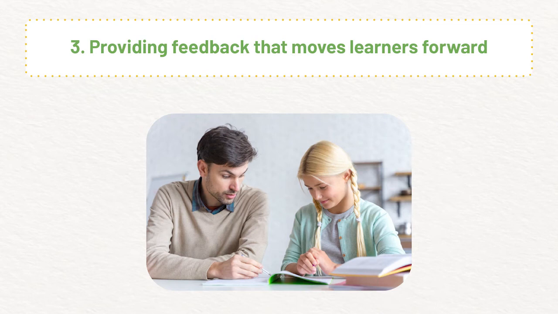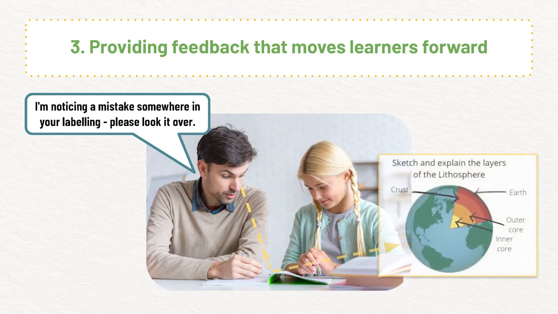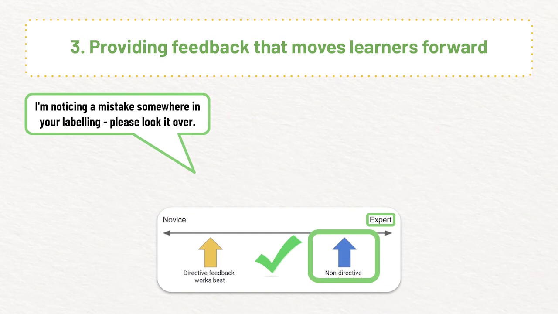Scenario 3. Jason has been working with his class for weeks on tectonic plates, and his class has demonstrated a lot of mastery in this topic when he checks for understanding. In a sketch and explain activity, Jason notices a student accidentally mislabel the Earth's crust. He interrupts the student and says, "I'm noticing a mistake somewhere in your labeling. Please look it over." Then he walks away. Here, the teacher knows their student has the domain knowledge and can find the correct error independently. Non-directive feedback is well applied here.